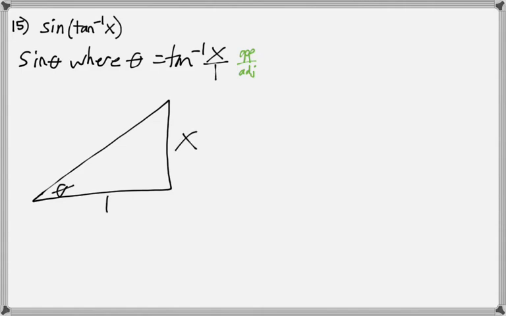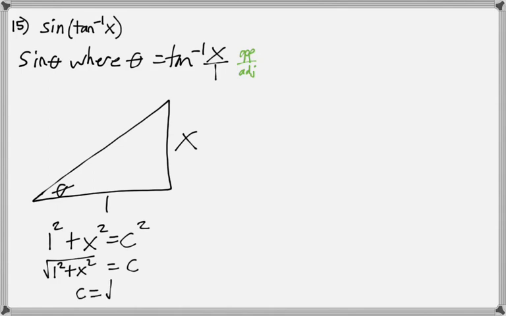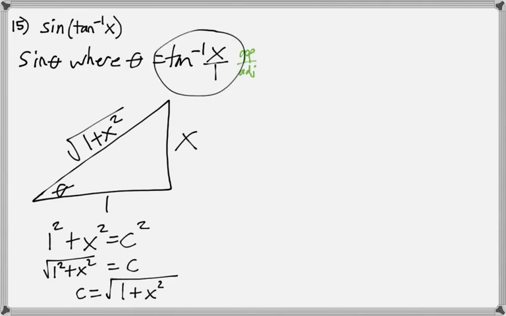So this will be x over 1. And then I want to use Pythagorean theorem to get the hypotenuse. So 1 squared plus x squared is equal to c squared. So if I take the square root of both sides, this will be the square root of 1 squared plus x squared. 1 squared is just 1, so it'll be 1 plus x squared. So this is the square root of 1 plus x squared. Okay, so we have our triangle. So we're basically done with the tangent part.